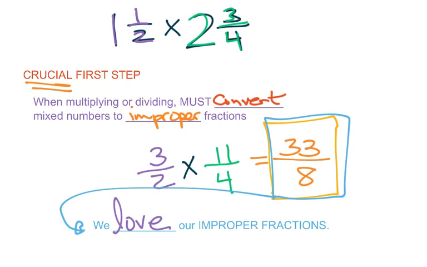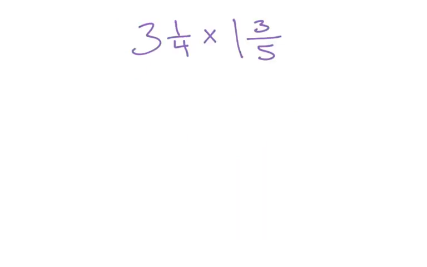This is not measurement. They're not asking us specifically to do it. And lastly, it is not a word problem. So let's do this. 3 1/4 times 1 3/5. Remember, we must adopt the crucial first step whenever multiplying or dividing mixed numbers. So we're going to take this 3 1/4, and we'll say, okay, 3 times 4 is 12, plus the 1, 13/4. We're going to multiply that, and let's deal with our 1 3/5. So 1 times 5 is 5, plus 3 is 8/5.